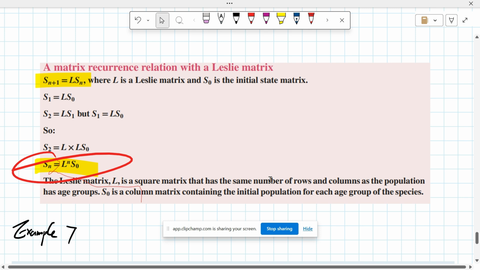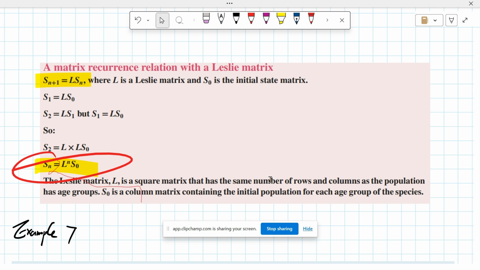Now the next part is Leslie matrices. A Leslie matrix is a square matrix, and you don't have to follow the rule that the columns add up to 1. As always, you don't have to follow that part. What you really need to figure out is your initial state matrix, and also how to write the Leslie matrix.